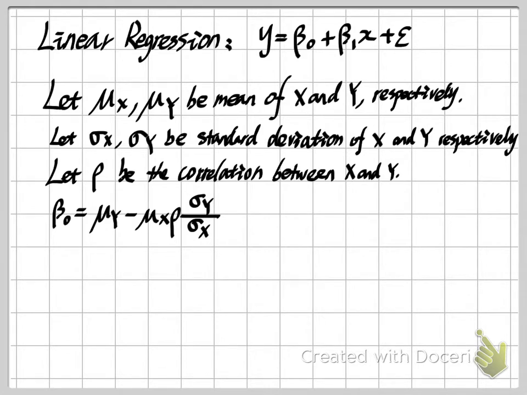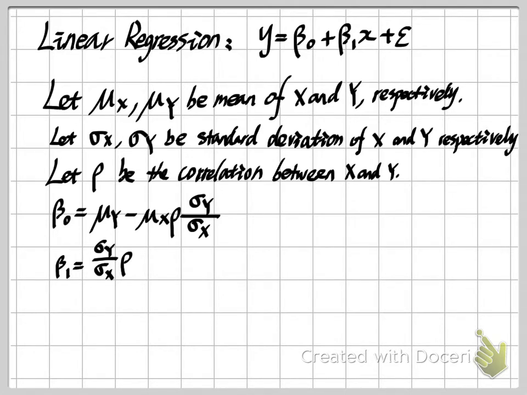And then for our beta 1, we also have an equation. And this is actually much simpler compared to beta 0. For beta 1, it is sigma y divided by sigma x, times rho. So this is our equation for beta 1. Now if we have these two equations for beta 0 and beta 1, then what is the next thing?